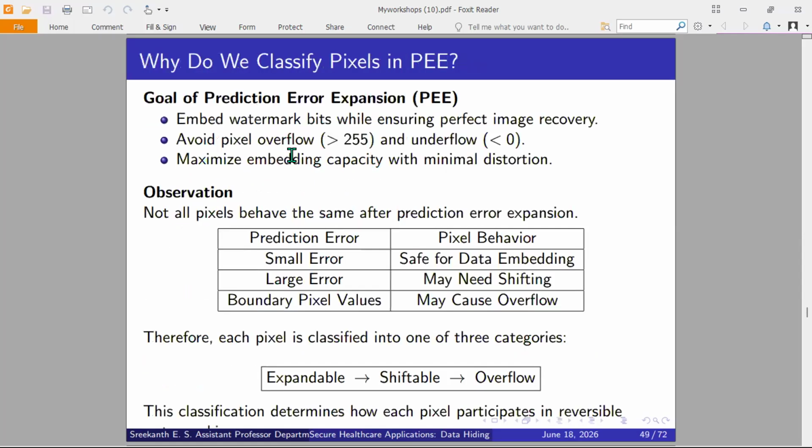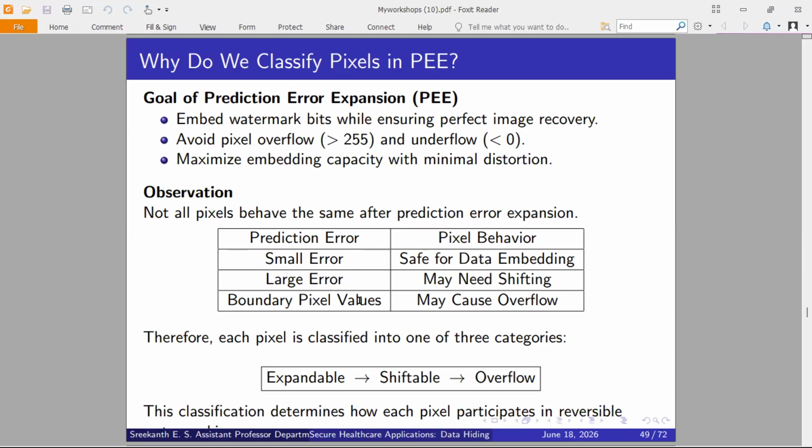Another problem is that we need to classify the pixels. Why? To improve capacity, we may need to classify the pixels. There may be some pixels with overflow, and there can be pixels with underflow. So what can we do? If it is a small error only, you can use it for data embedding. If it is a large error, you need to skip it, because it may reduce the quality of the image. You need to skip that pixel and need not embed at all.